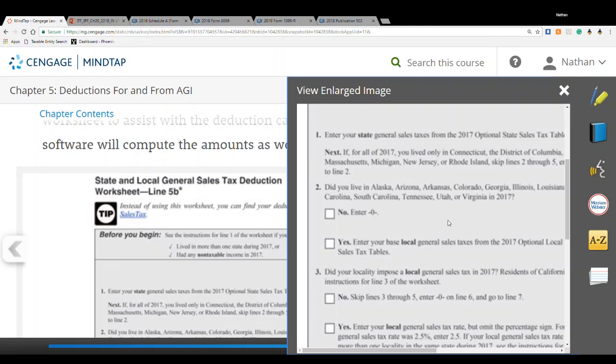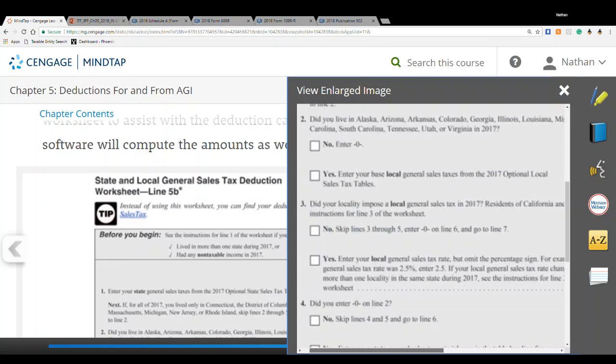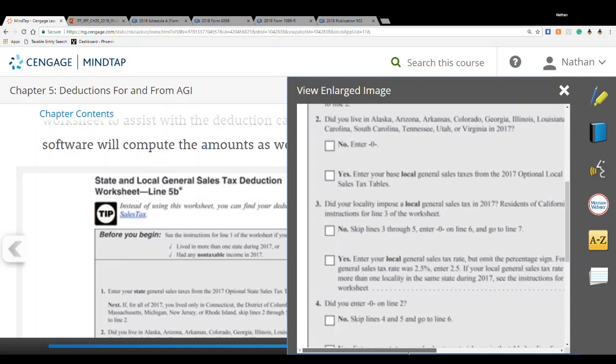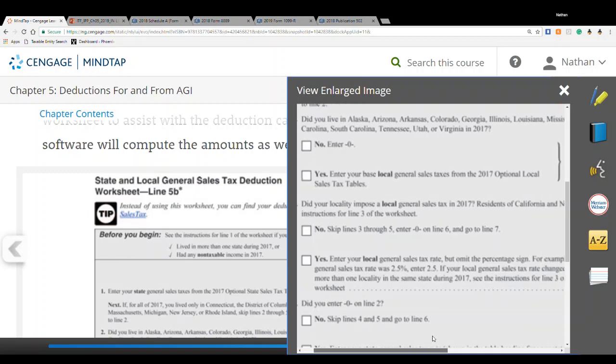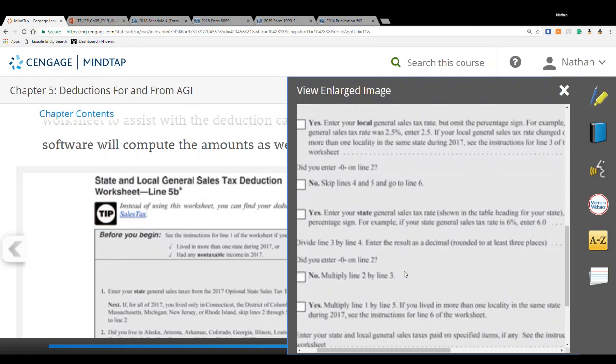And basically, if your local general sales tax was 2.5, you enter 2.5. If you lived in more than one locality in the same state, enter the instructions. That's basically going to be our sales tax, which is 8.75 or 8.25. Ooh, 8.25%. So, did you enter 0 in line 2?